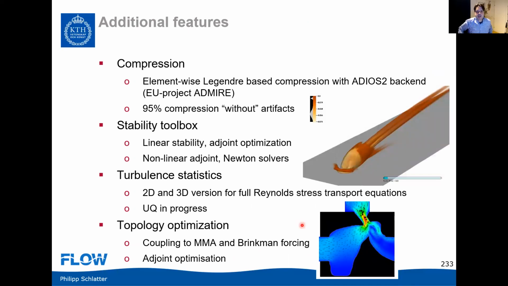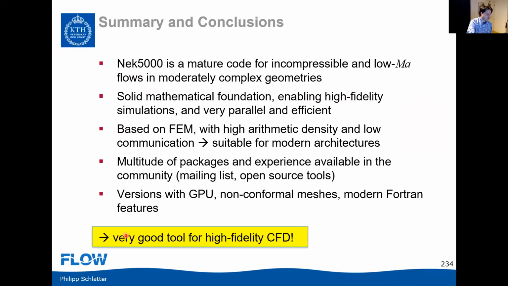There are of course a lot of additional features which I don't have time now to discuss that are available in NEC5000, both developed by us or by other groups. I just want to mention there's compression, there are tools for linear stability, tools for statistics, or also tools for instance for topology optimization. And if you're interested in those, there's of course also literature that you can look at. So with this, I would like to summarize and conclude my talk.